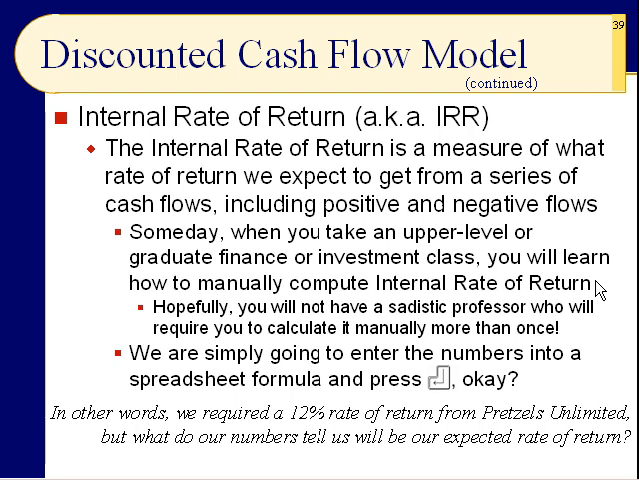But that's why we have computers, right? The computers can do the calculation like that. So we're simply going to enter the numbers into our spreadsheet and press the return key, okay? In other words, we required a 12% rate of return from Pretzels Unlimited. The internal rate of return function will tell us what we're actually going to get, or what we expect to get, right? What we're proposing to get. And that's why it is so cool.